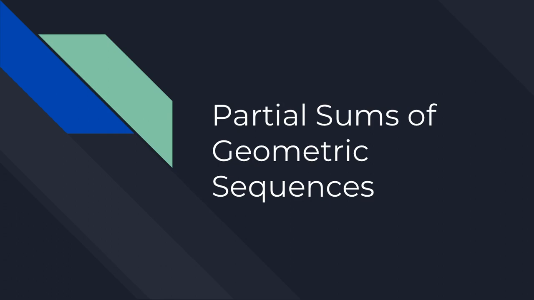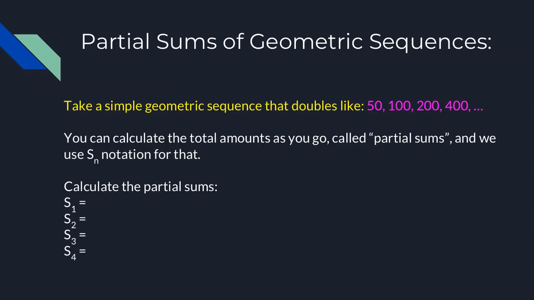All right, let's take a look at partial sums of geometric sequences. Take a simple geometric sequence that doubles like the one shown here: 50, 100, 200, and 400. You can calculate the total amounts as you go, called partial sums, and we use the S sub n notation for that. So you calculate the partial sums: you go up and look at each individual number in your sequence, and you simply total those as you go.